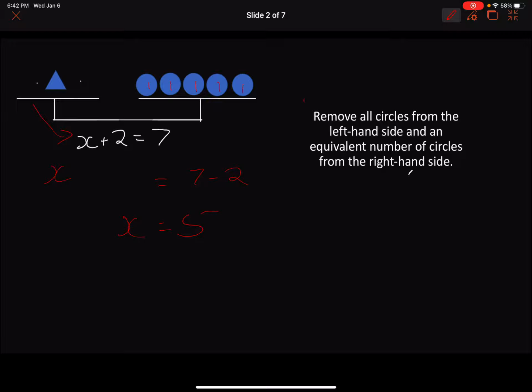Okay, so we remove the circles from the left-hand side and the same amount of circles from the right-hand side, and the triangle has the same mass as those 5 circles.